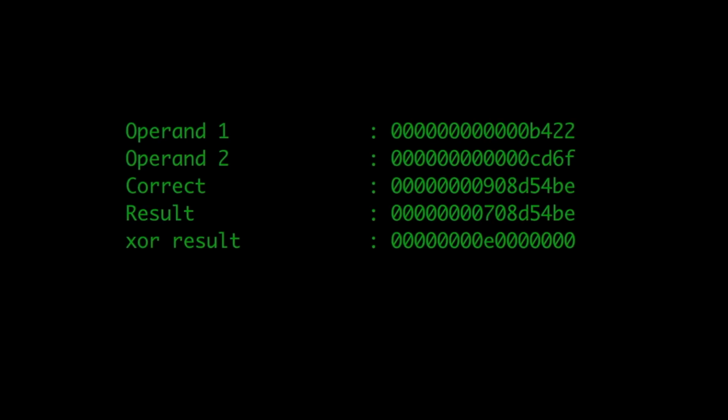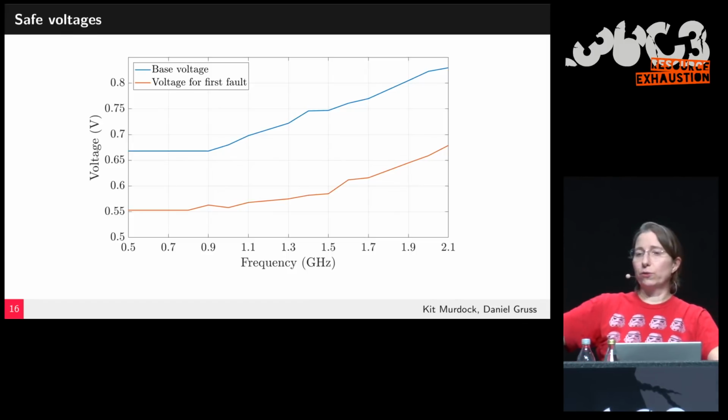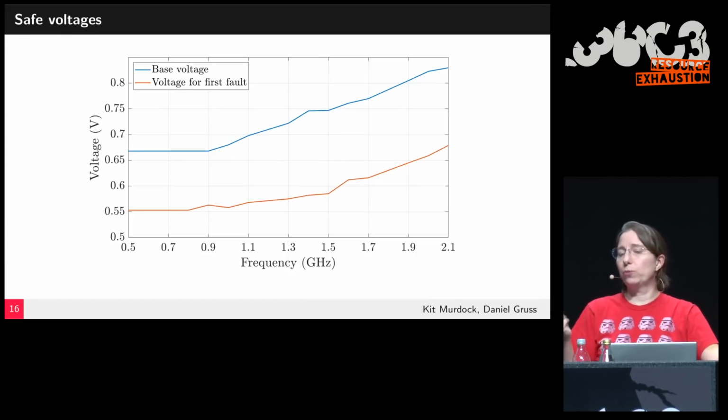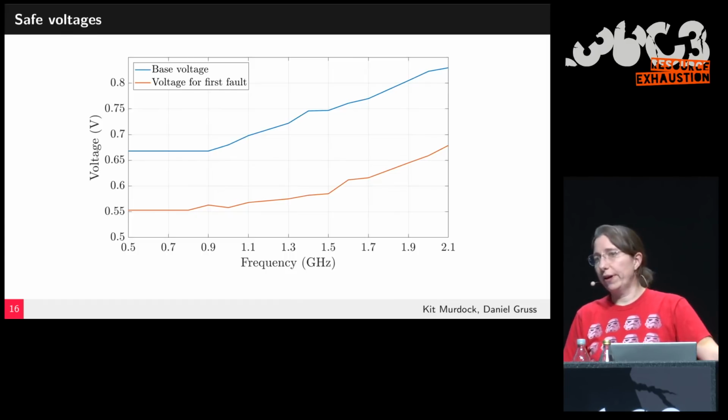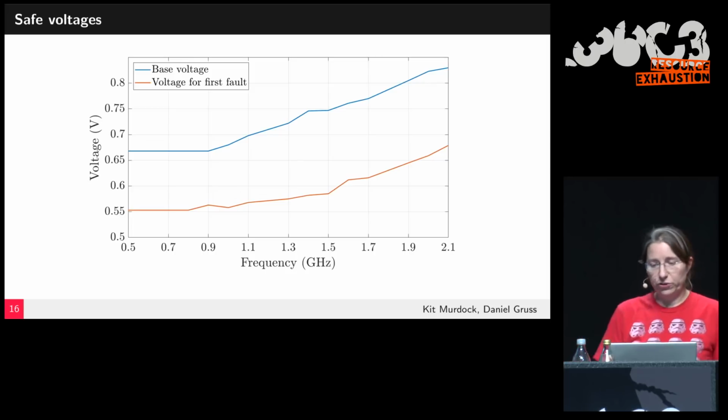So to answer Daniel's question, I crashed my machine a lot in the process of doing this. But I wanted to know what were good values to undervolt at. And here they are. We tried for all the frequencies. We tried what was the base voltage, and then when was the point at which we got the first fault. And once we'd done that, it made everything really easy. We just made sure we didn't go under that and end up with a kernel panic or the machine crashing.